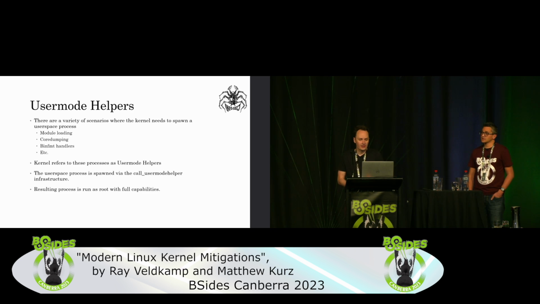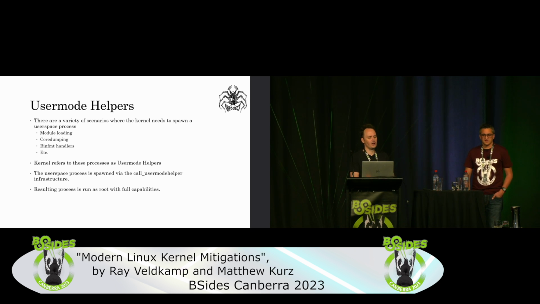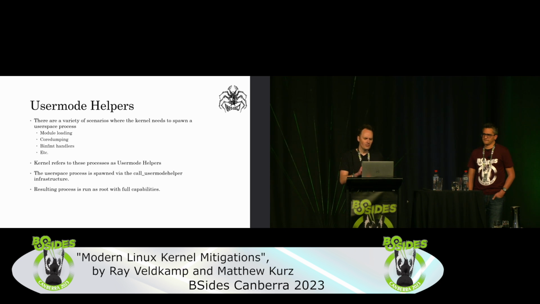The next area that I'd like to talk about are user mode helpers. Now, in normal operation, there are a variety of scenarios where the kernel needs assistance from user space to accomplish some operation. These are things like loading modules, core dumping, so if a process hits an error condition and needs to core dump, bin format handlers, etc. And the kernel refers to these binaries on disk that assist it with these processes as user mode helpers.